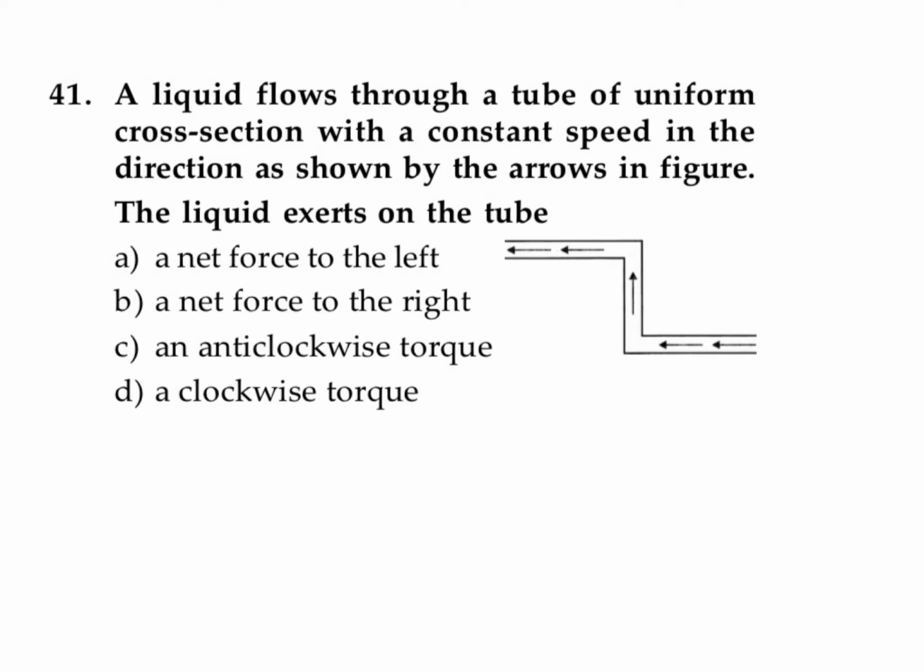In this question, it is given that a liquid flows through a tube of uniform cross-section with a constant speed in the direction as shown by the arrow in the figure. The question asks about the force or torque the liquid exerts on the tube. So our aim is to find out whether this is going to exert any force or torque on the tube.